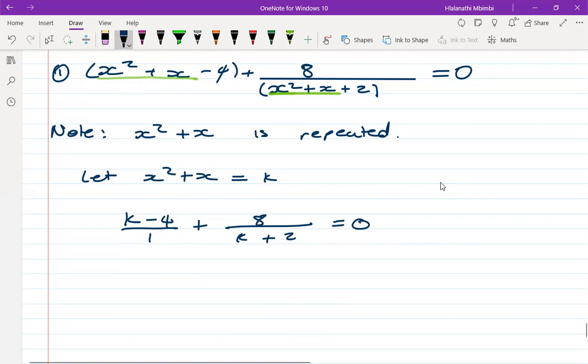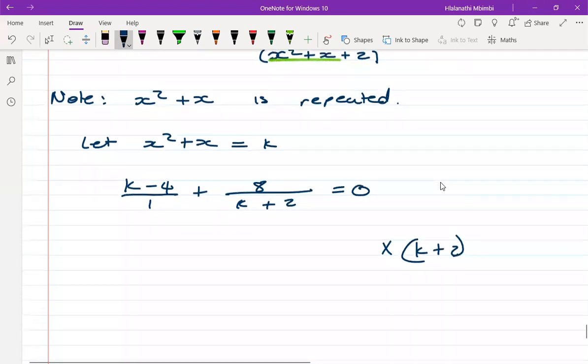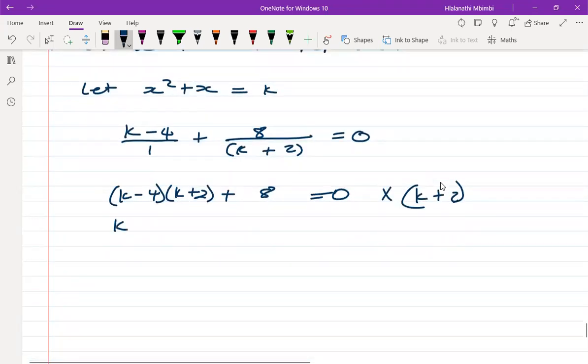However, we're still going to multiply our equation by k plus 2, and we know how that came about. So this is now k minus 4 times k plus 2 plus, if I multiply this by k plus 2, it's going to cancel, so I'll just have 8, which is equal to 0. Now, if I solve that, I'll have k squared minus 2k minus 8 plus 8 equal to 0, and what I have there is k squared minus 2k is equal to 0.